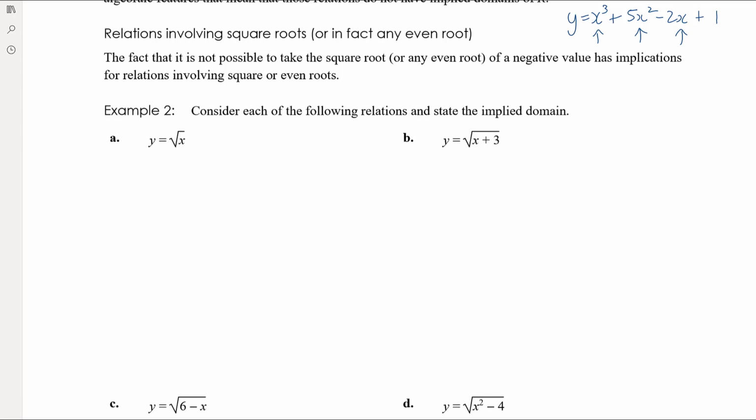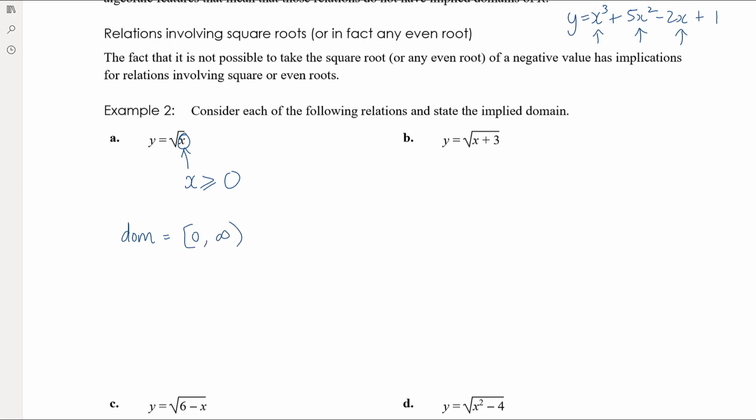So for example, if our equation is y equals the square root of x, whatever goes under here doesn't just have to be positive, it can equal 0, square root of 0 is 0, but it has to be bigger than or equal to 0. So x has to be bigger than or equal to 0 for that to exist, and so our domain would have to be from 0 to infinity.